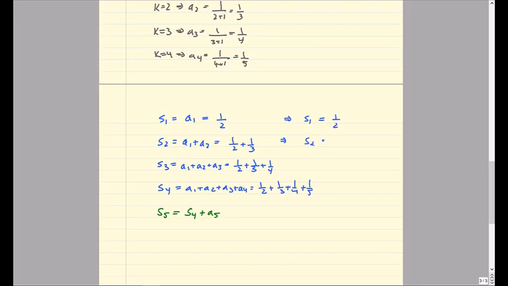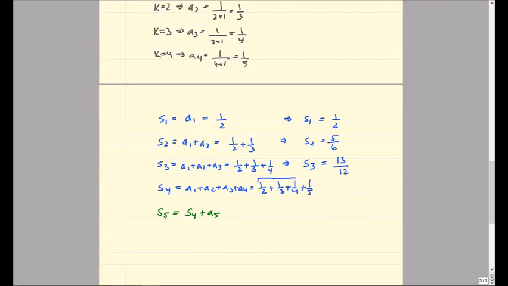For S sub 2, I'd have to find a common denominator of 6, so I'd have 3 plus 2, which is 5 over 6. And then for S sub 3, what I could take is 5/6 plus 1/4, or I could find a common denominator of all 3 of these terms, which would be 12. So it would be 6 plus 4 plus 3, which would be 13 over 12.